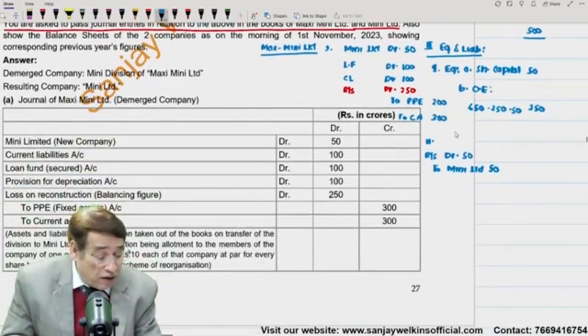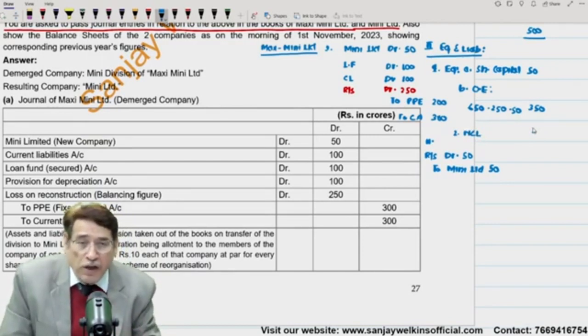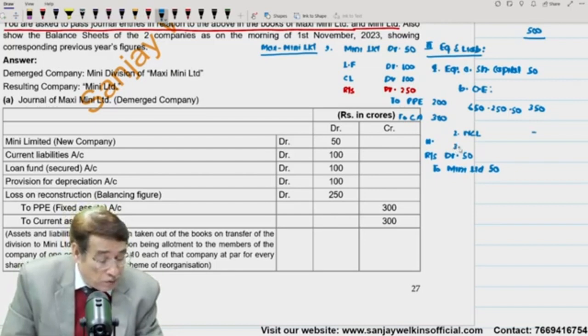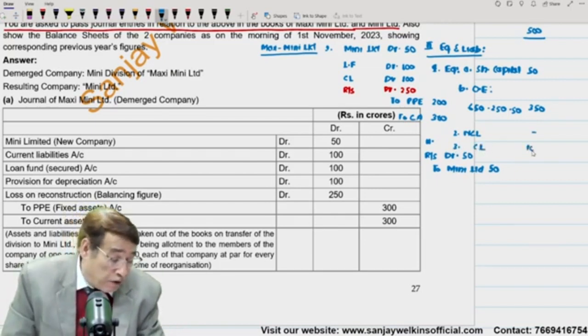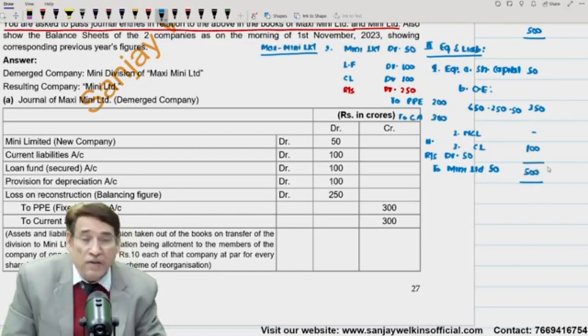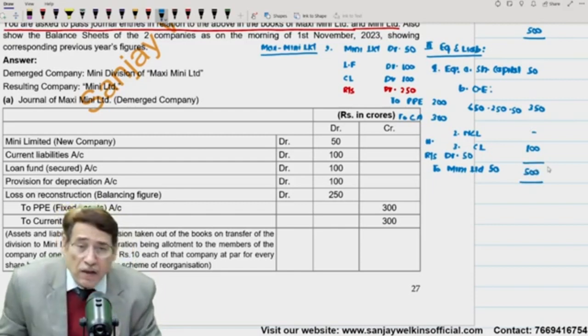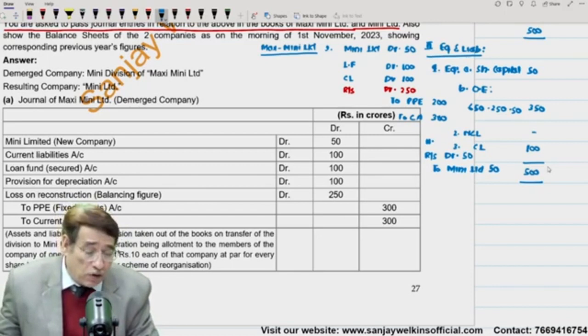Correct? In this question, there is no non-current liability. Actually, non-current liability was there, but it was related to Mini division loan funds, and it has been taken over. So now, no non-current liability. Current liability of 100 of the division is still with the organization. So the total will be equal to 500. Is it clear to you or not? So easy. Easily you can do this question on your own.